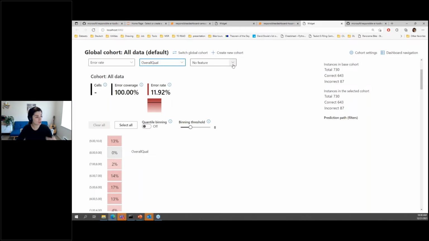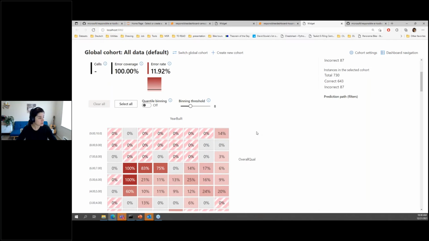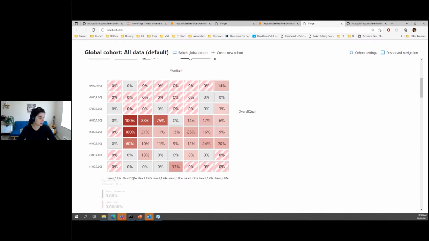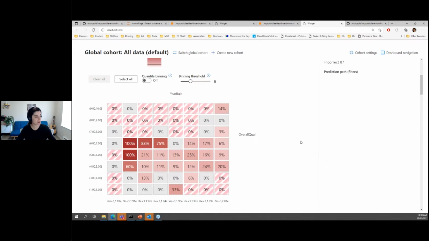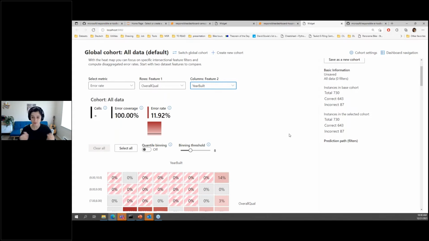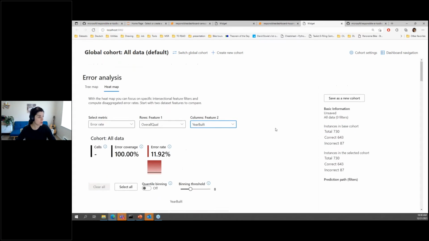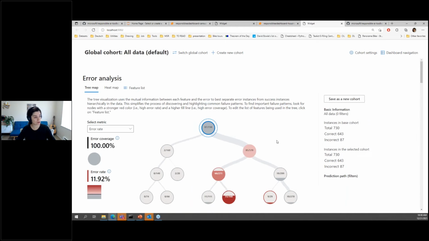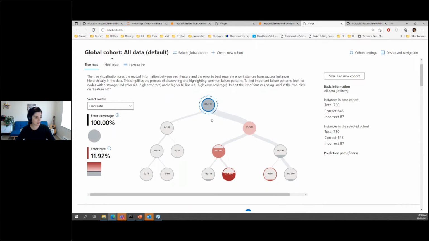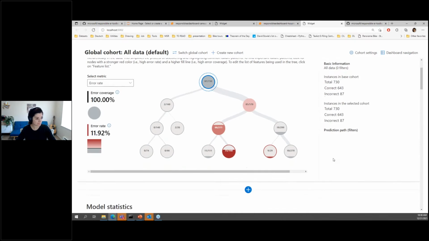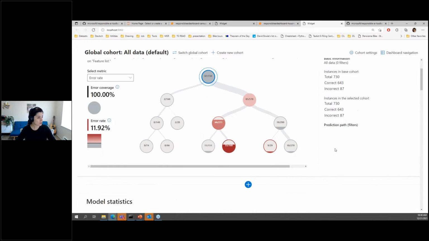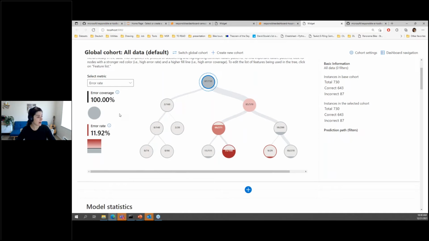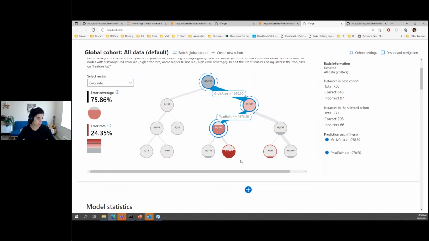Or I can look at cross heat maps where I can try to combine the year the house was built with the overall quality. So all this is possible, but this type of analysis with the heat map is more purposeful in that you kind of know what you're looking for. While the tree is sort of using all these features in order to understand where the errors are concentrated. Okay, so we created this cohort, in this particular node here.